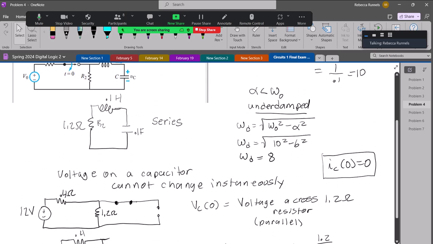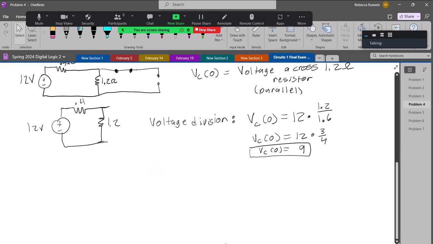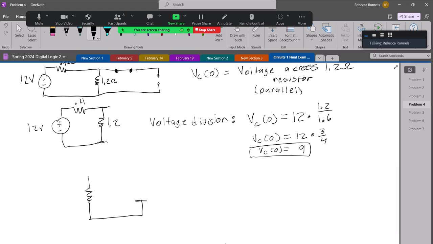Now the other thing I need was IC at infinity. So at infinity, I'm on this circuit, which has no sources. So the energy is going to get dissipated through the resistor. So at infinity, there's no more energy in there. So VC of infinity will be 0. And we like that. The more zeros we have, the easier it is to do our calculations.